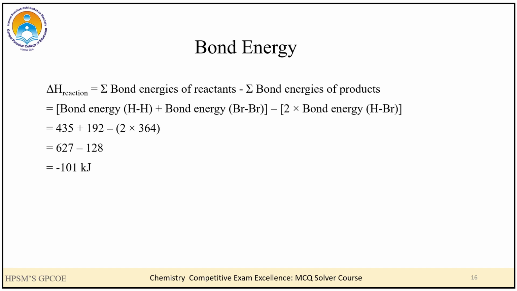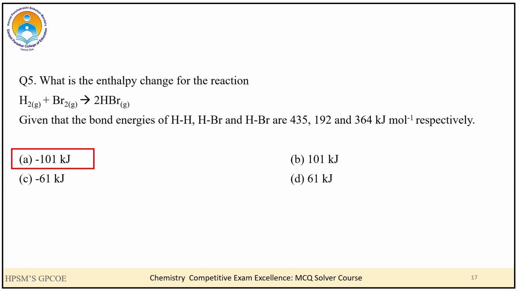This problem is based on calculating the bond energy. The standard enthalpy change for the reaction is given as the summation of bond energies of the reactants minus the summation of the bond energies of the products. So if we substitute the bond energies for the reactant side, that is HH and BrBr, minus 2, that is the 2 molecules of HBr, so it will be 2 into the bond energies of HBr, and if we substitute the values, we get a final answer of negative 101 kilojoules. Thus, option A is the correct answer.